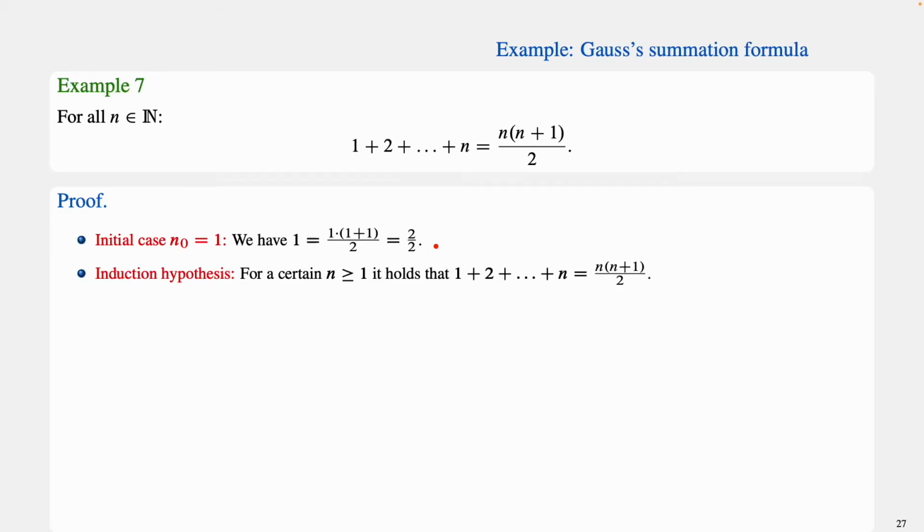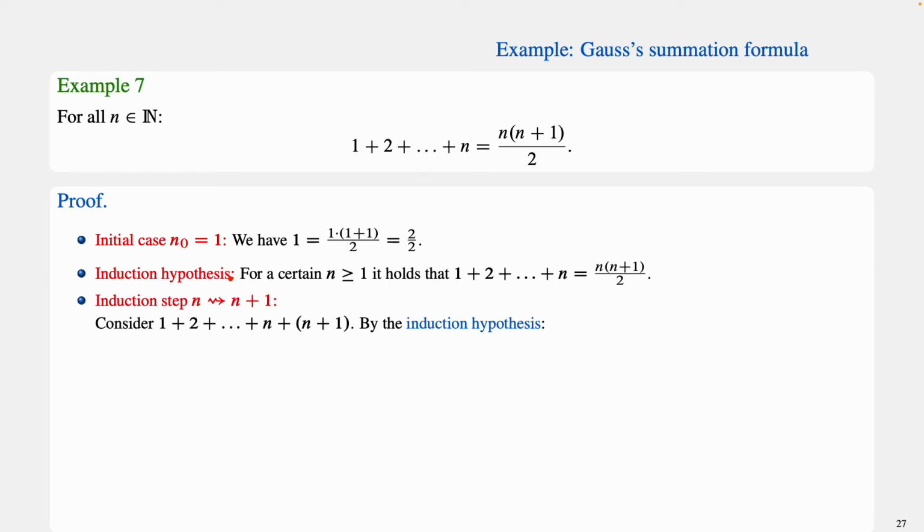Now we formulate the induction hypothesis. Recall what I said, there's nothing to prove here, we just state that the desired result should be true for a certain number n greater or equal our initial case. So we assume now that 1 plus 2 plus up to a certain number n equals n times n plus 1 divided by 2.